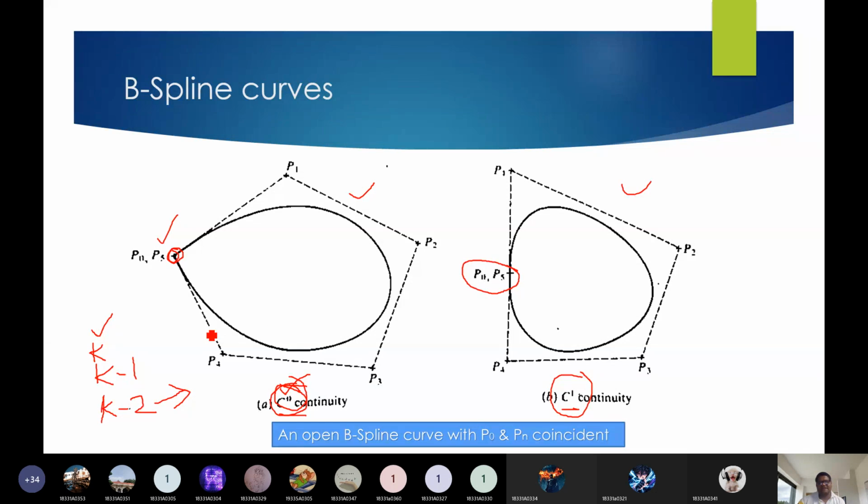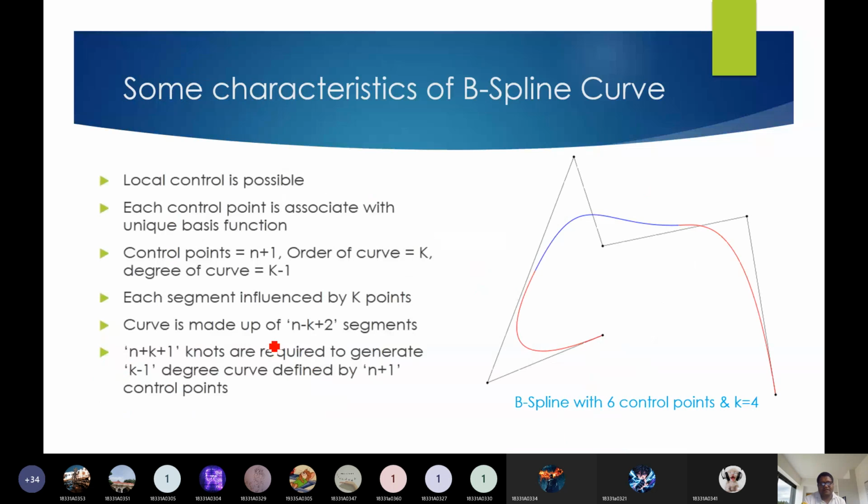So you can understand that you can create closed B-spline curves also, by picking the first and last points in the same manner. Now coming to some of the characteristics of the B-spline curve. So far whatever we discussed, all those things come here. Local control is possible. Mostly you don't get a problem with B-spline; you will get a theoretical kind of question from the B-spline curve. So try to understand these points, and I am putting more emphasis on the concept itself rather than trying to solve a problem.